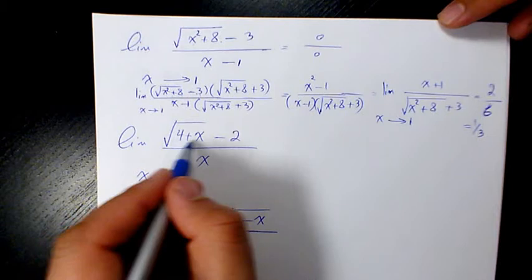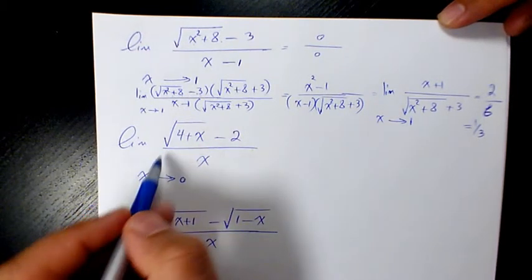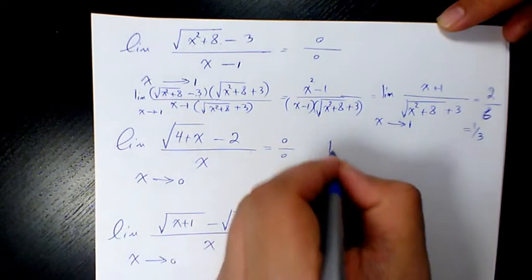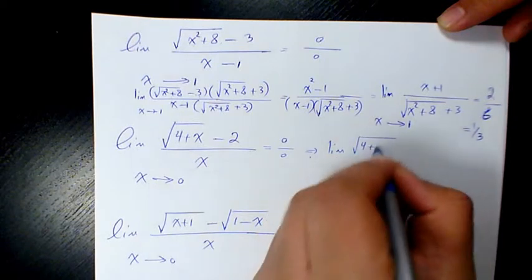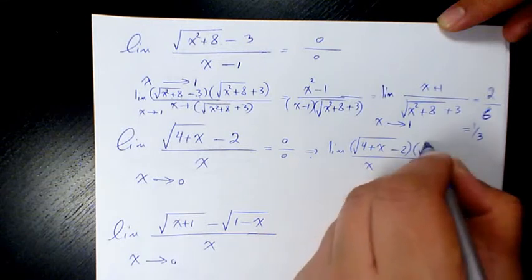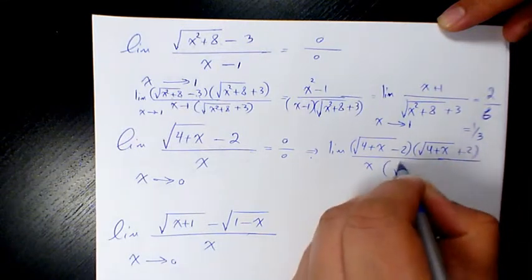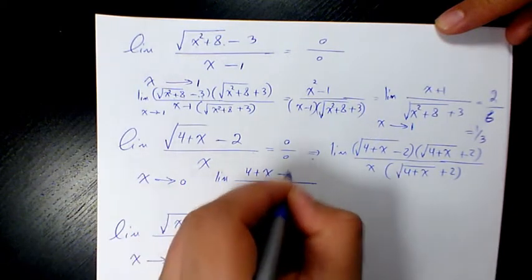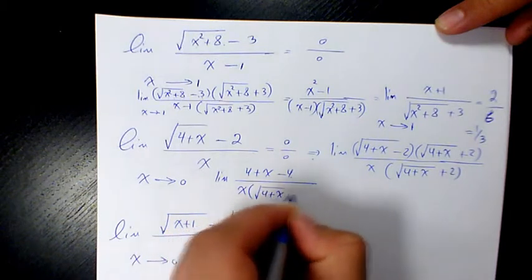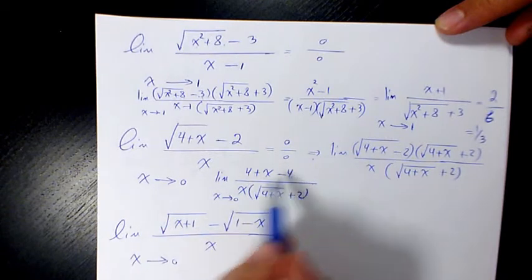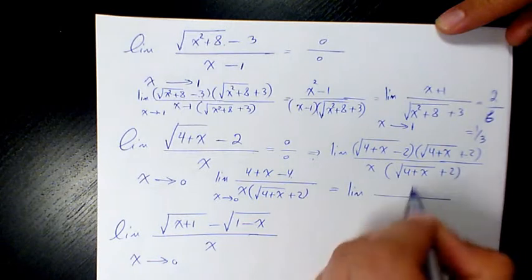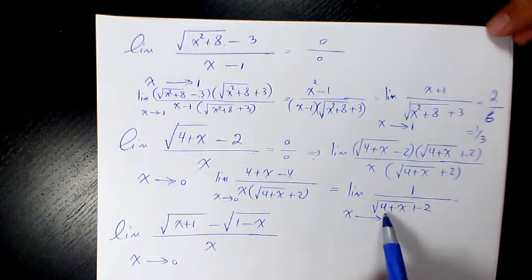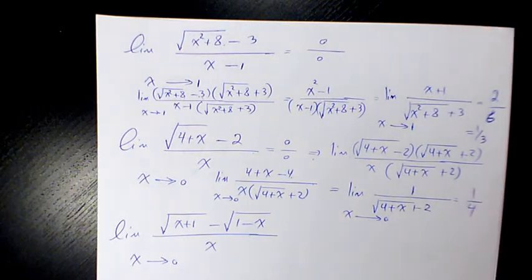Next one is the limit of square root of 4 plus x minus 2 over x. When you sub 0 there, it is going to be root 4 minus 2 over 0, which is going to be 0 over 0. Then you say limit of square root of 4 plus x minus 2 over x times square root of 4 plus x plus 2 over square root of 4 plus x plus 2. That's going to make it 4 plus x minus 4 over x times square root of 4 plus x plus 2 when x approaches 0. 4 and minus 4 cancel out, x and x cancel out, is going to be the limit of 1 over square root of 4 plus x plus 2 when x approaches 0. So that's going to be square root of 4 is 2, 2 plus 2 is going to be 4, so that's going to be 1 over 4.